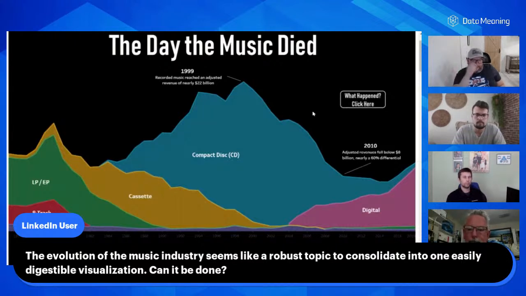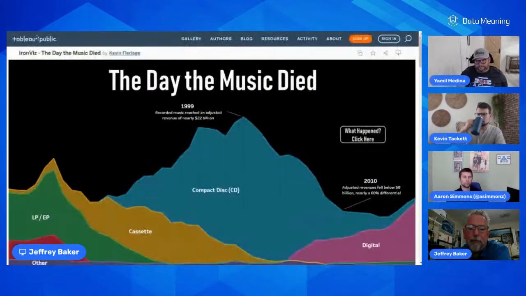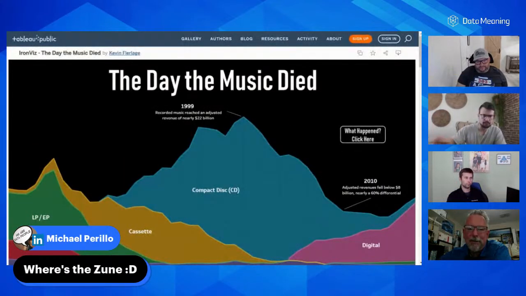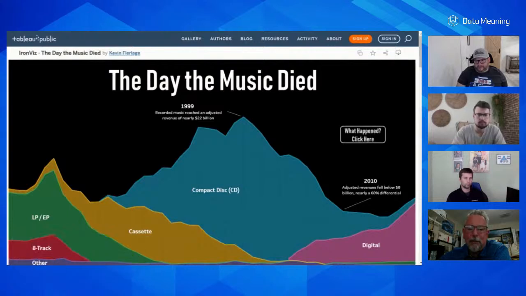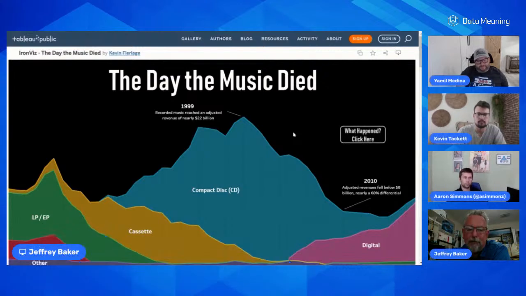I agree. Let's talk about this one. What I want everybody to know, what do you think? Someone from LinkedIn says, the evolution of the music industry seems like a robust topic to consolidate into one easily digestible visualization. Can it be done? I think it can be done. What do you think, Jeff? I think it can be done. I think so too. That's the thing. There's just a sea of information out there. And what is the story that you're trying to tell? As we work with data, being able to define the end goal, what is the main point I want to get across, and then build toward that, is great.